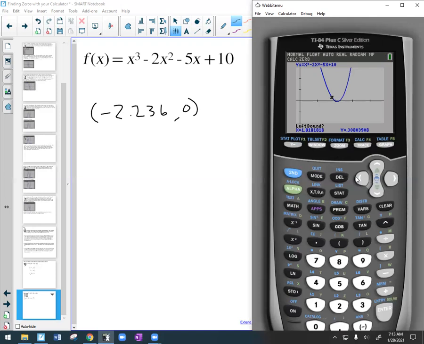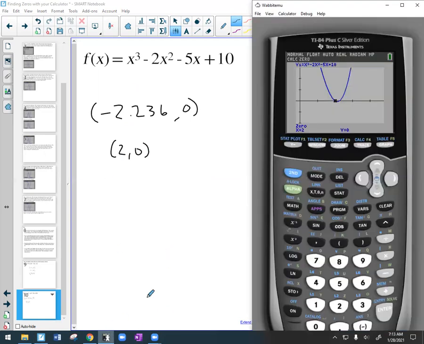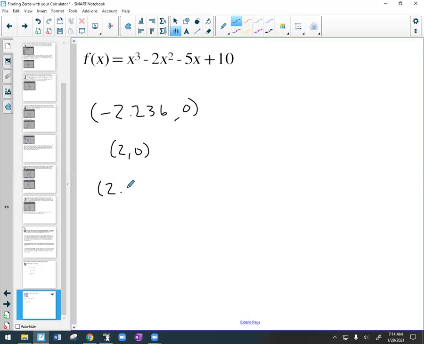So go to the right. It looks like there are 2 zeros there. Hit enter. Go to the left of it, hit enter. All right, that one is 2. Which means the other one is definitely not 2. I go to the left of it, and I go to the right of it, and negative 2.236. No, it's kind of the positive version of the other one. So these would be the 3 zeros for this one.